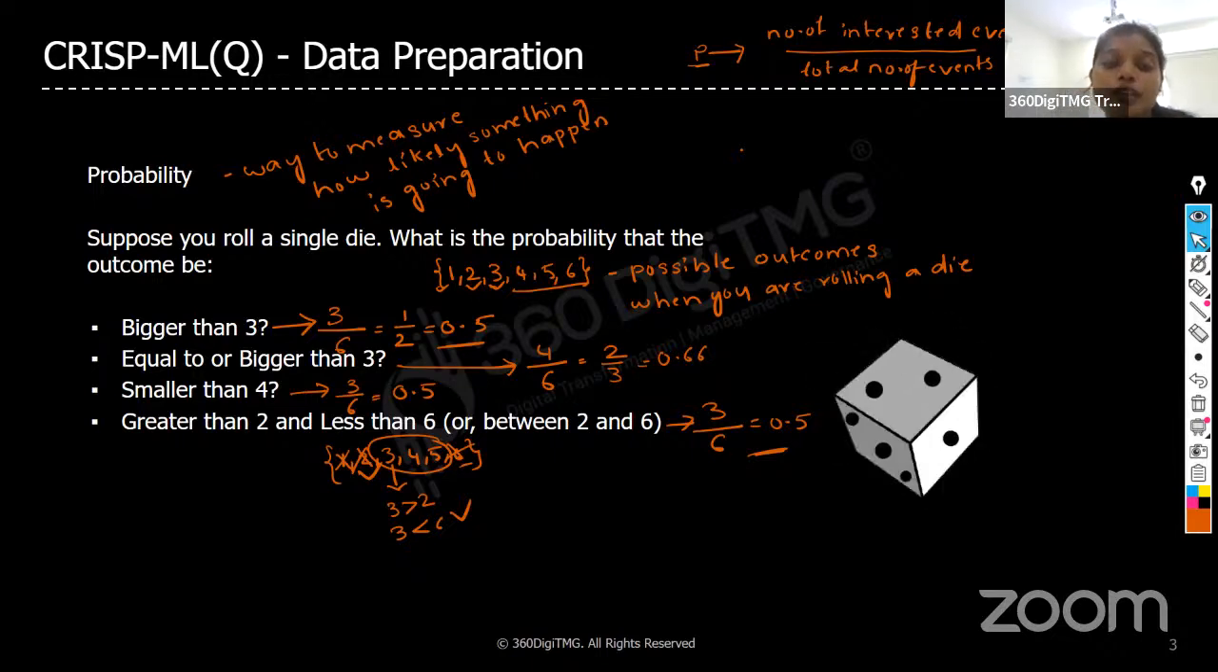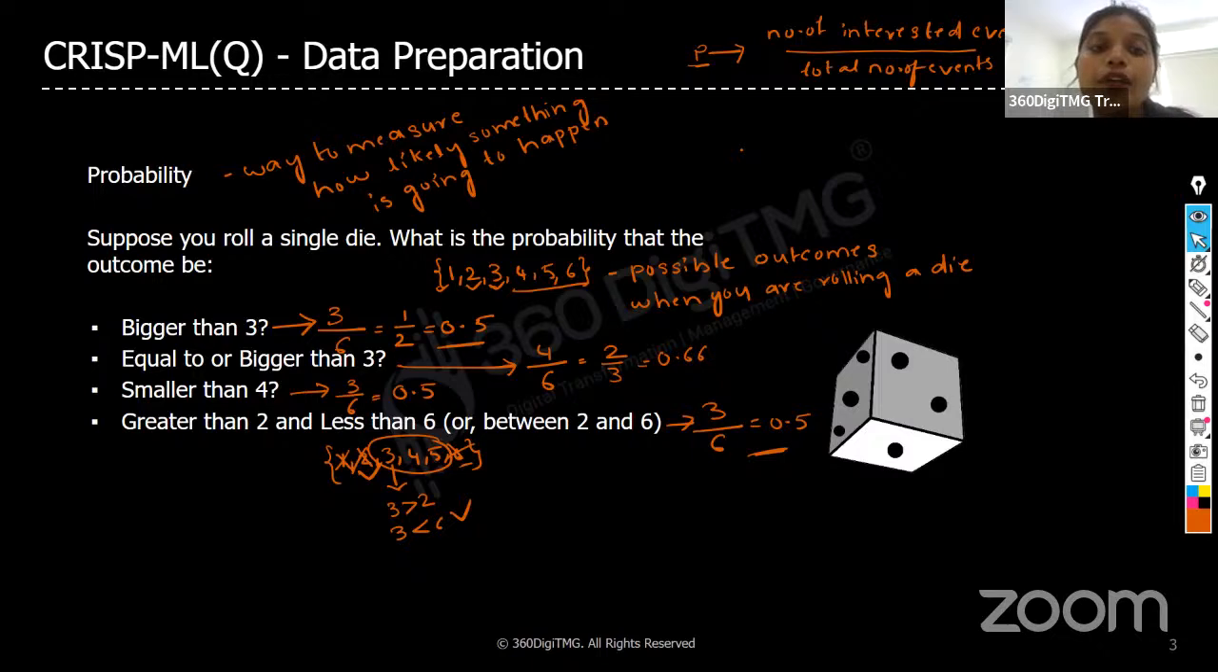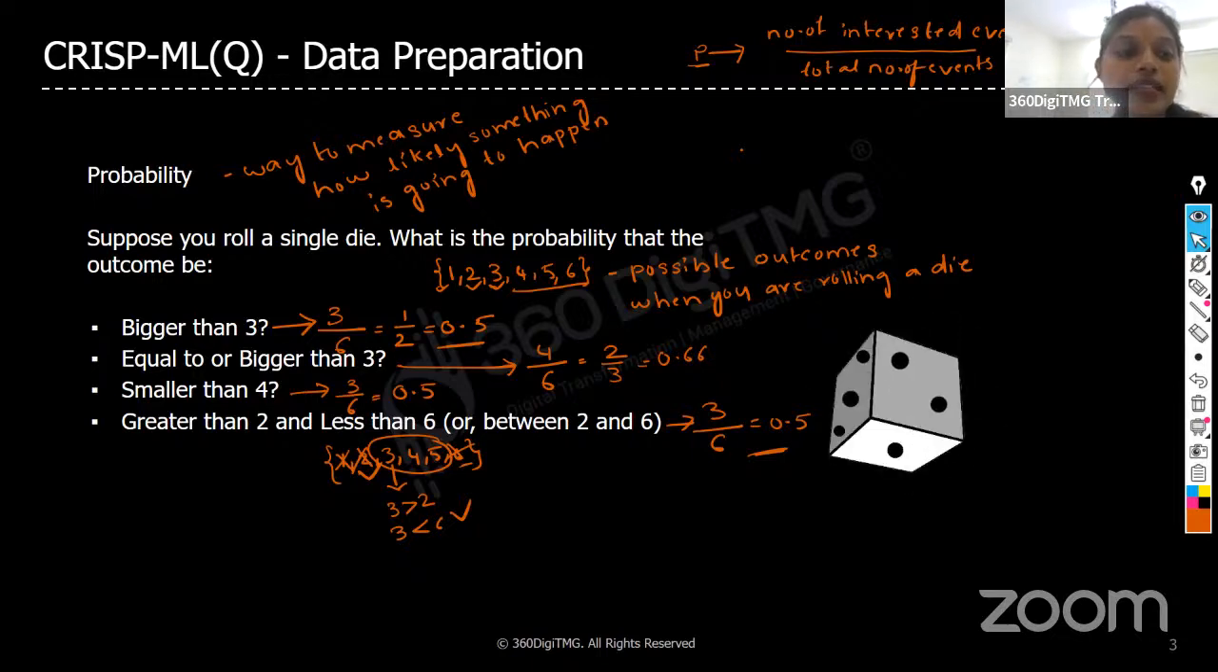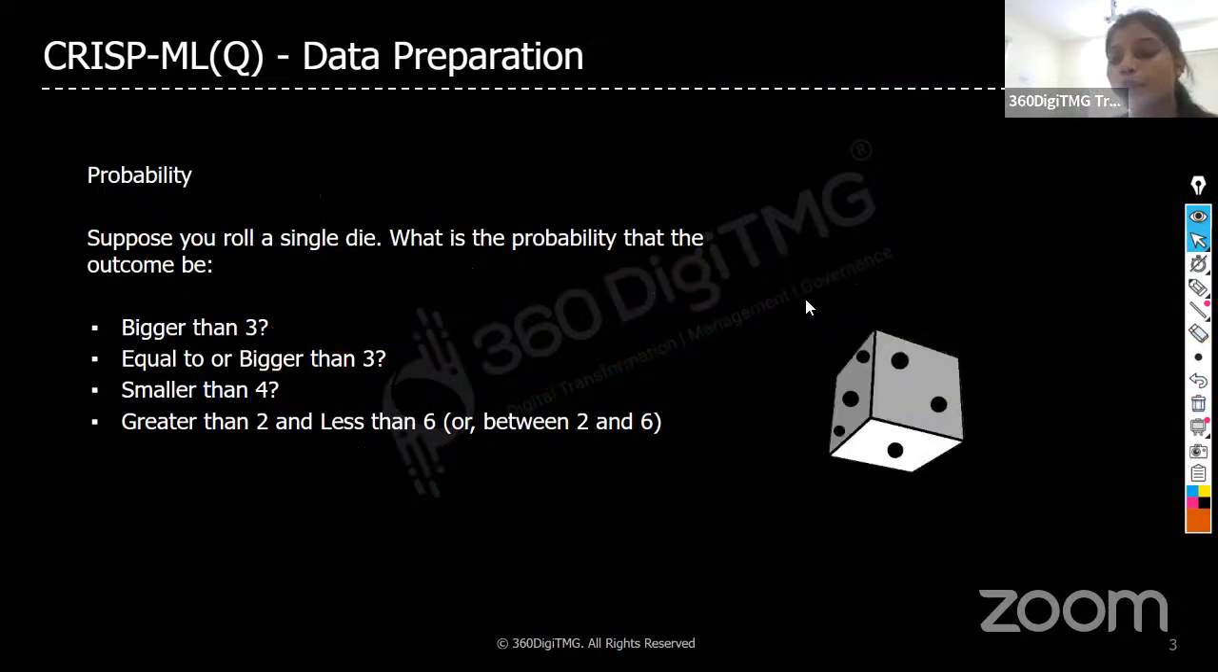These are the possible outcomes present when you are rolling a die. And out of those outcomes, I want to find out the probability of the outcome for each and every case which is provided here. So bigger than 3, equal to or bigger than 3, smaller than 4, and greater than 2 and less than 6. This is how we will calculate the probability. And we will go to the next slide. Before that, I'll just clear all these things. So this is about probability.